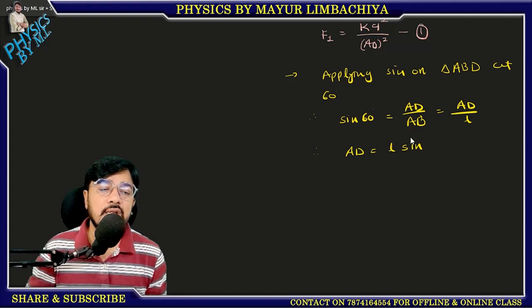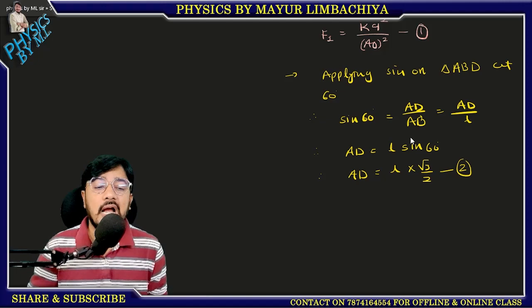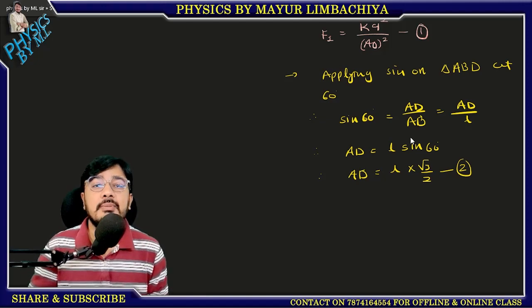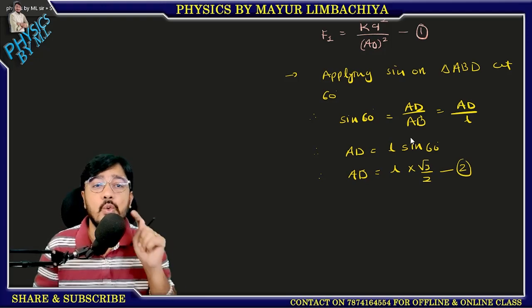Sine 60. Now sine 60 is what? Sine 60 is root 3 by 2. So therefore, AD is equal to L root 3 by 2. This is the equation number, let me give this equation number 2. Fine. Now I have the median of this triangle. Now what I have to do is find out AO.